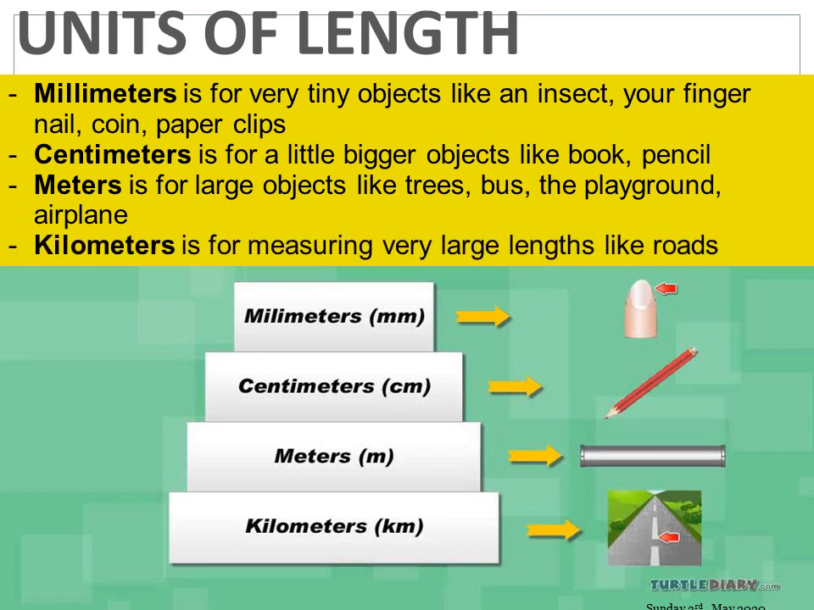Okay, so this brings us to kilometers. It's for measuring very large lengths like roads and distance. Okay, please do not forget, kilometers is the biggest unit of length, and kilometers measures only distance and roads. So the distance between your home and the school, the distance between your home and Cornish, the distance between your home and your friend's home is measured in kilometers.